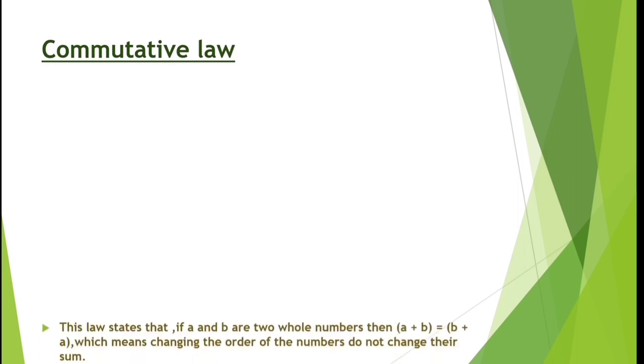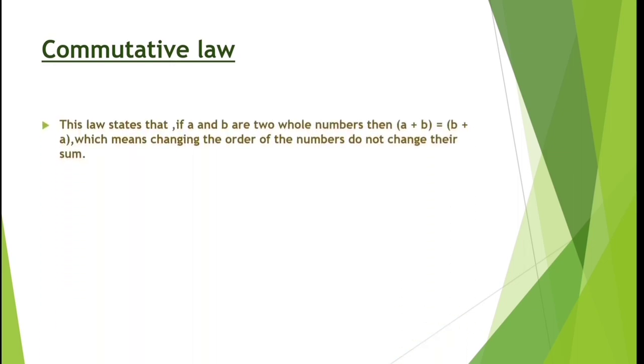Next comes the commutative law. What is commutative law? This law states that if A and B are two whole numbers, then A plus B is equal to B plus A, which means changing the order of the numbers does not change their sum. That means changing the order of the numbers has no effect on their sum.